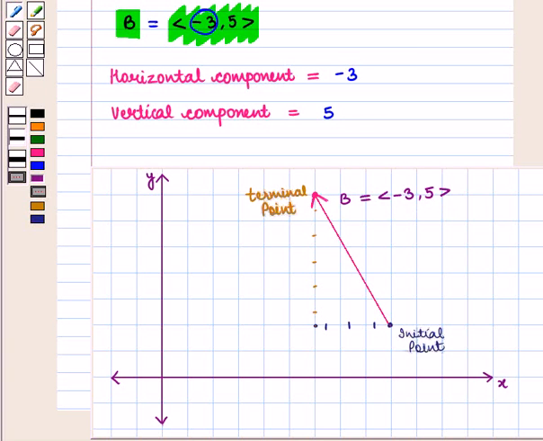This way we have represented vector A and vector B on the grid.